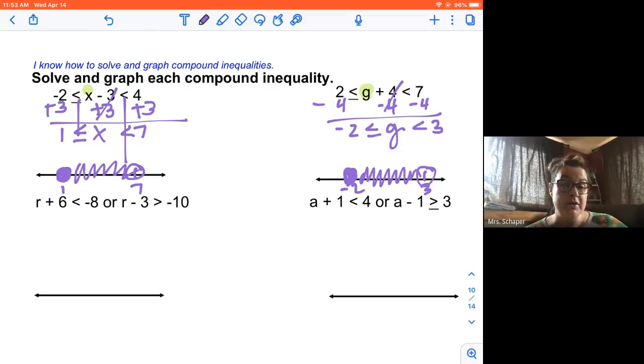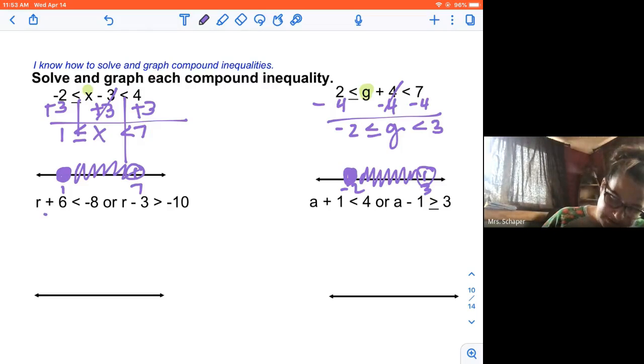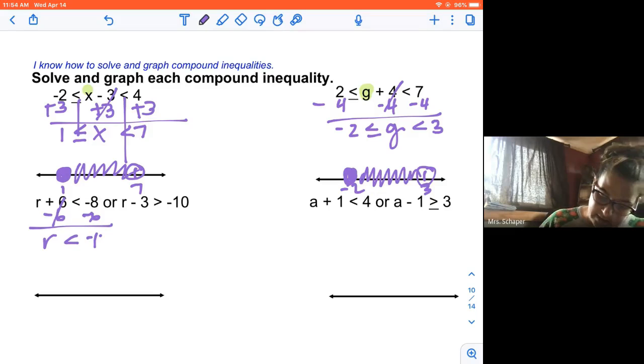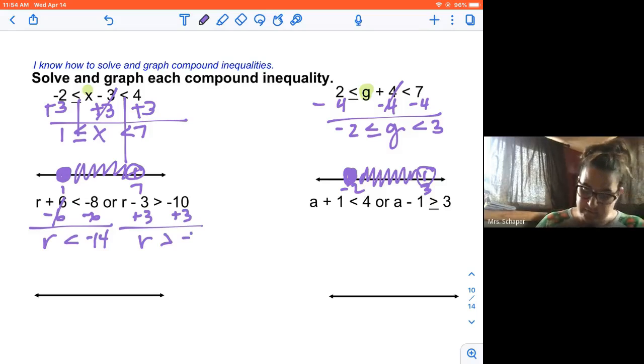These next two are or statements, which means they're 2 for 1. We got to solve both of them in order to solve the one problem. So I'm going to start by subtracting 6 from both sides. So r is less than -14. I'm going to add 3 to both sides. R is greater than -7.